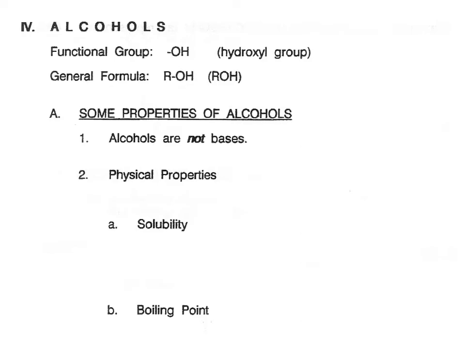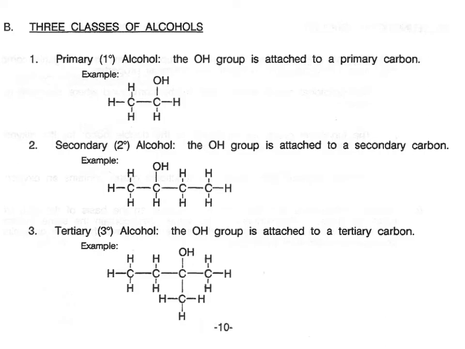Before we move on to the naming of alcohols, I would like to talk about the three subclasses of alcohols. The reason we mention these three subclasses is because they will determine whether an alcohol reacts in certain reactions. That means that you will need to identify these subclasses of alcohols. The three subclasses of alcohols are called primary alcohol, secondary alcohol, and tertiary alcohol.